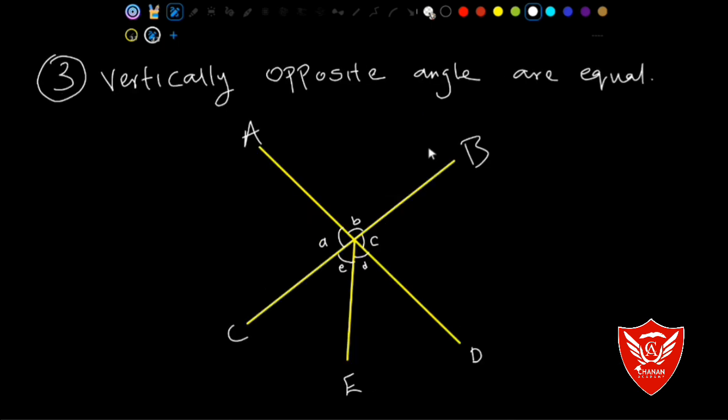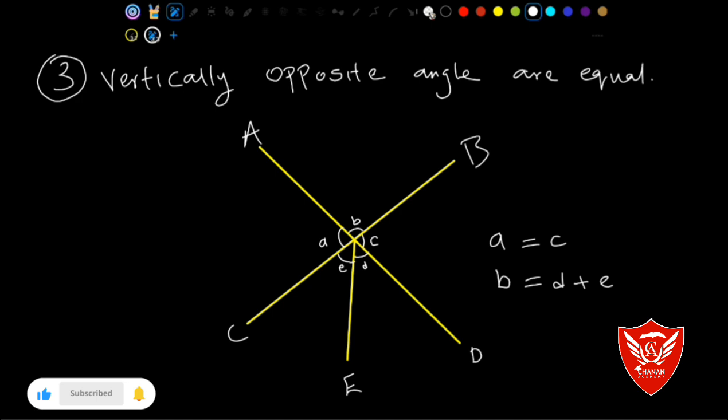The next fact says that vertically opposite angles are equal. Now look at this angle. This is angle A and this is angle C. See, they are vertically opposite, so they are equal. Angle A is equal to angle C. Now look at this angle B and this E and D. So it means that angle B is equal to angle E plus D. So we are going to have angle B is equal to angle D plus angle E. So that's what the vertically opposite angle is saying. All right, so let's check the next one.